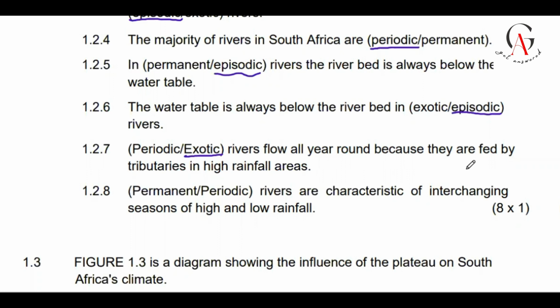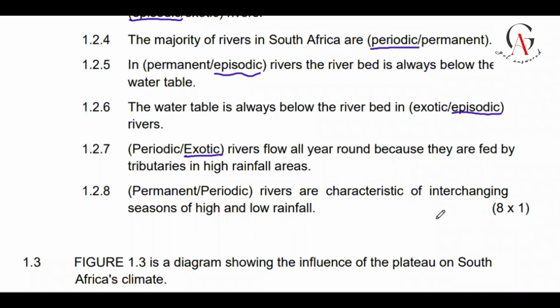In number 8, permanent stroke periodic rivers are characteristic of interchanging seasons of high and low rainfall. Now let's check and see. So it's going to be periodic, interchanging seasons of high and low rainfall. All right.